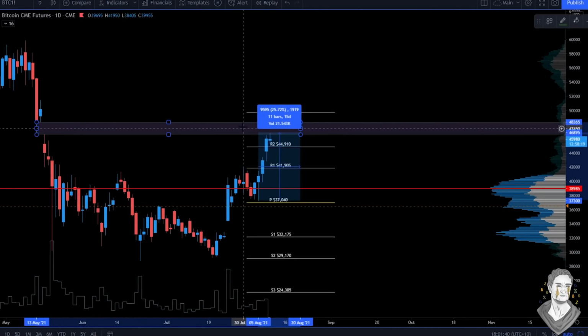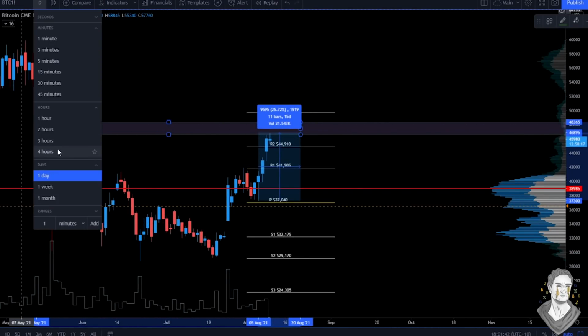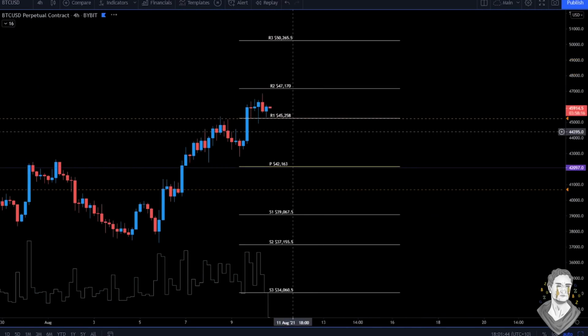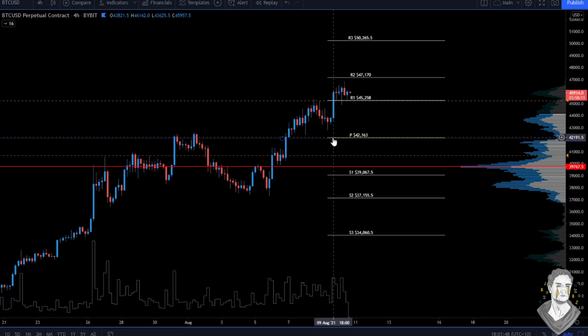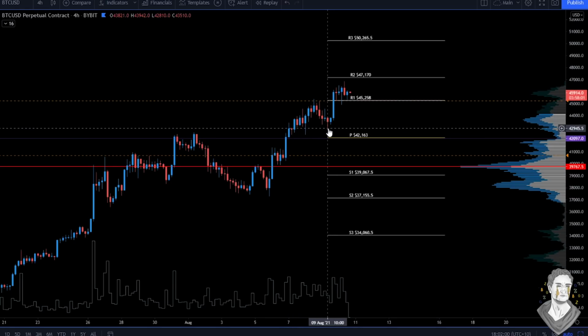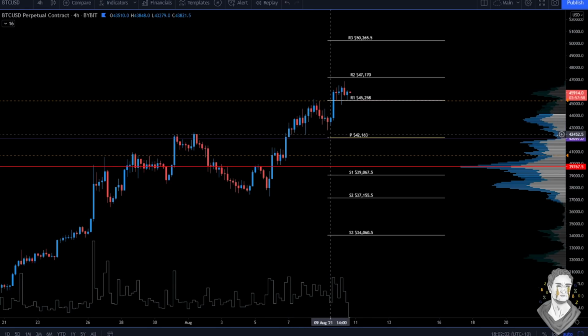Actually, let's move on to the lower time frames very quickly, because on the lower time frames, I was looking for more of a pullback here yesterday. I was looking for the weekly pivot at $42,163. At the very least, that would be taking out the liquidity from this candle here on the 8th of August. We did not end up actually taking out that level.